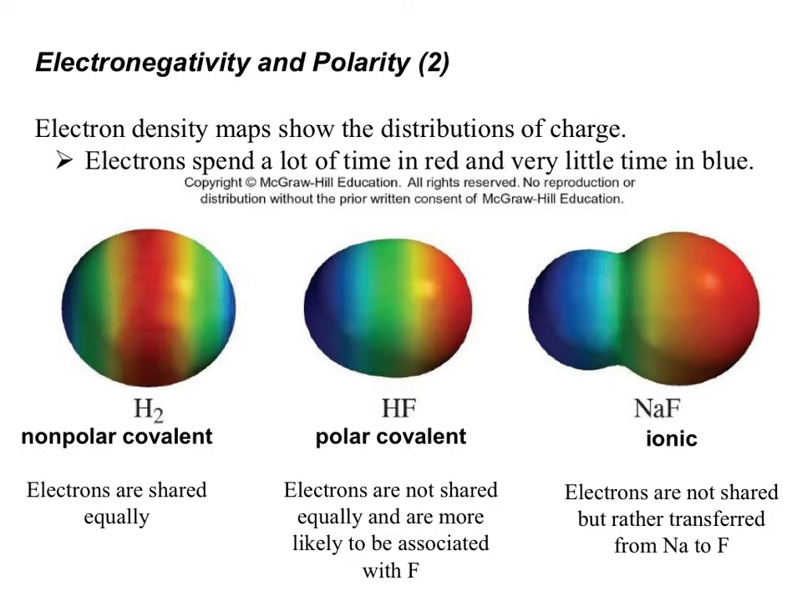And then finally, with sodium fluoride, we can actually tell the atoms apart in the shape of the molecule, and we notice that the electrons are most certainly towards one end. Therefore, the electrons are not shared, but rather transferred from the sodium to the fluoride, making sodium fluoride an ionic compound with an ionic bond.